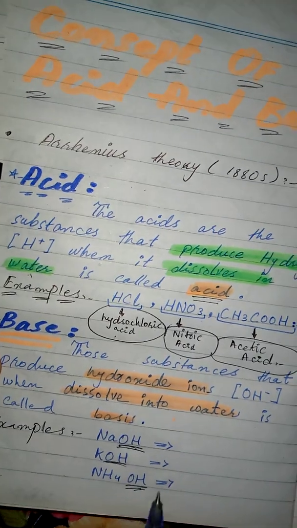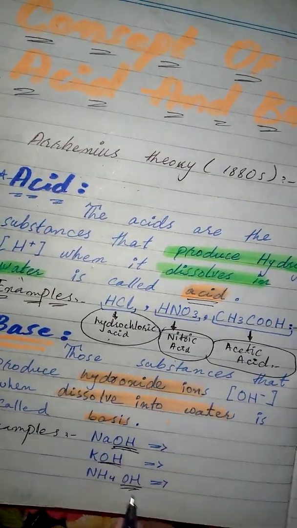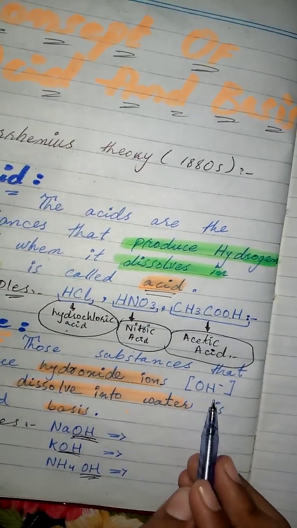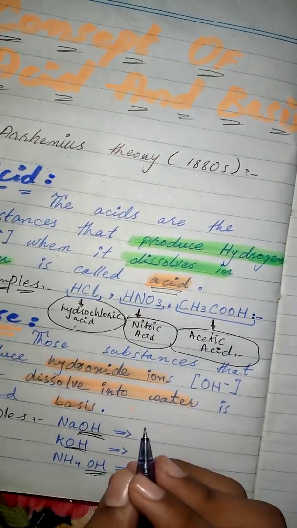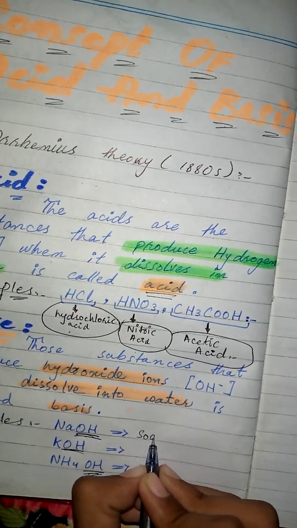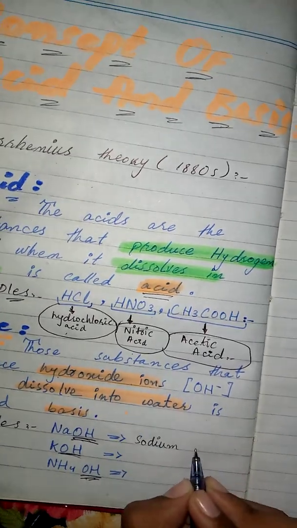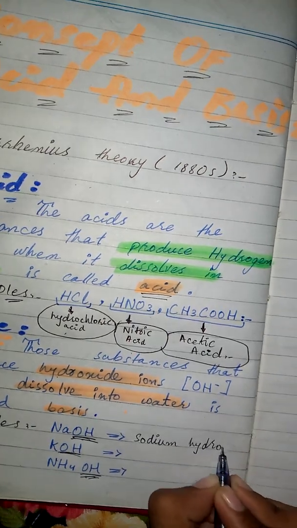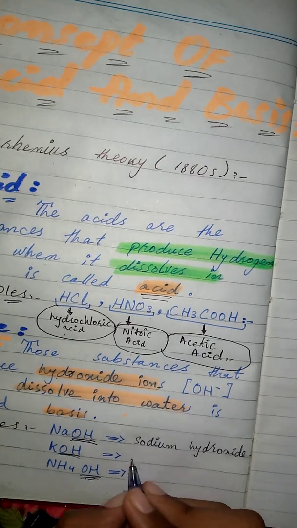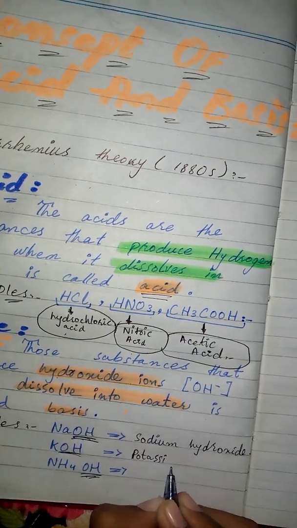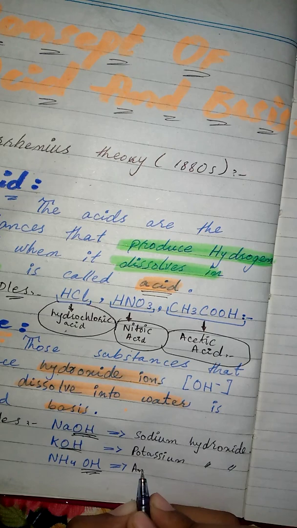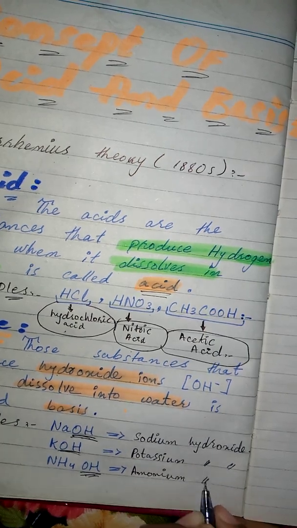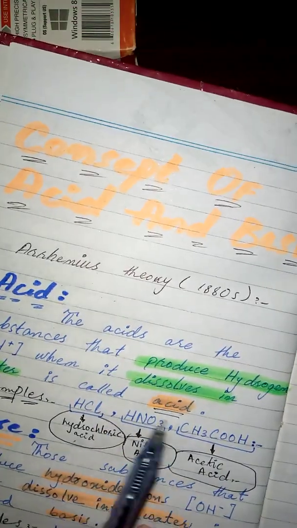How do we confirm which ones are the bases? I confirm it with the OH. A hydroxide ion is represented with OH. So at the end of the bases there comes OH. NaOH is sodium hydroxide. Na means sodium and OH means hydroxide. Second one, KOH, K means potassium, same hydroxide. After that, NH4 means ammonium, same hydroxide.